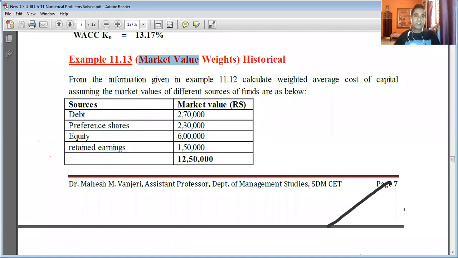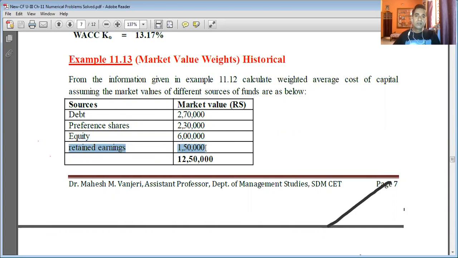So let us consider the market value weights. Debentures or debt capital 2,70,000, preference shares 2,30,000, equity shares 6 lakh rupees, and there is additional information on retained earnings of 1,50,000.